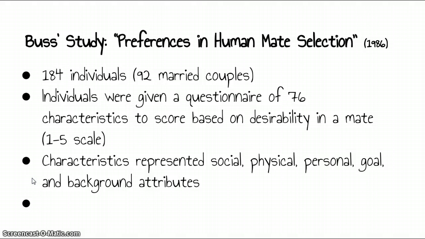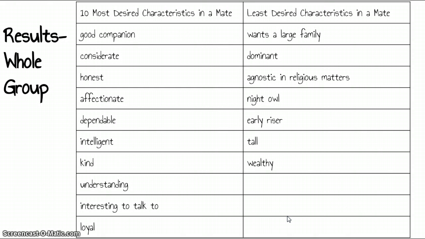So they were given random characteristics, and they were asked to write down 1 if it's not important to you at all, or write down 5 if it's very important when you're looking for a mate. These characteristics represented social, physical, personal, goal, and background attributes in mates. The results as a whole group were pretty interesting.